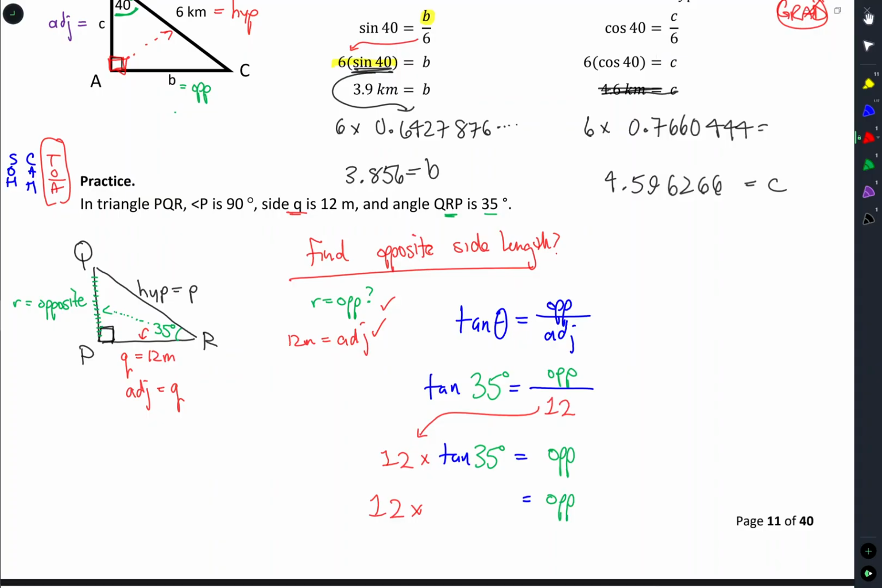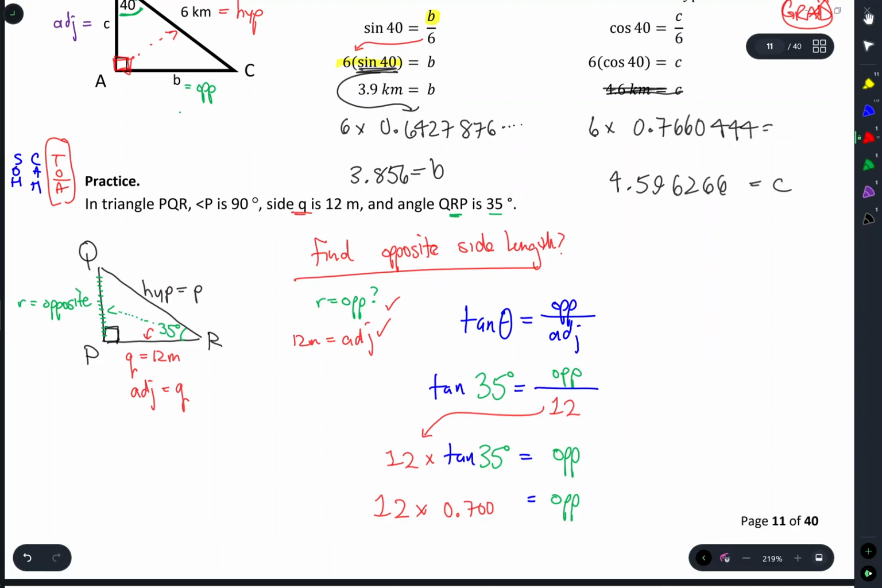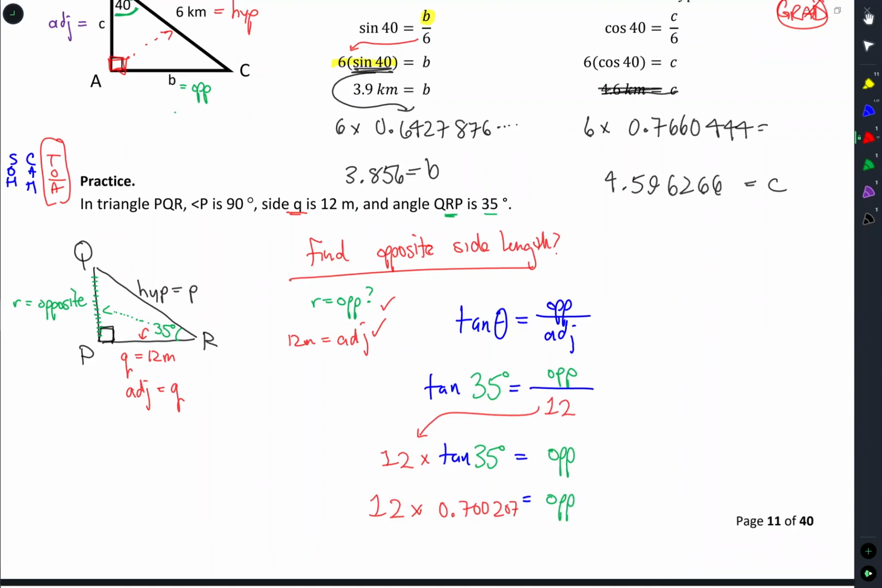I want to press tan 35, see if I get a decimal. If not, I press 35, then I press tan, and my calculator should hopefully tell me 0.700207, and so on and so on and so forth.